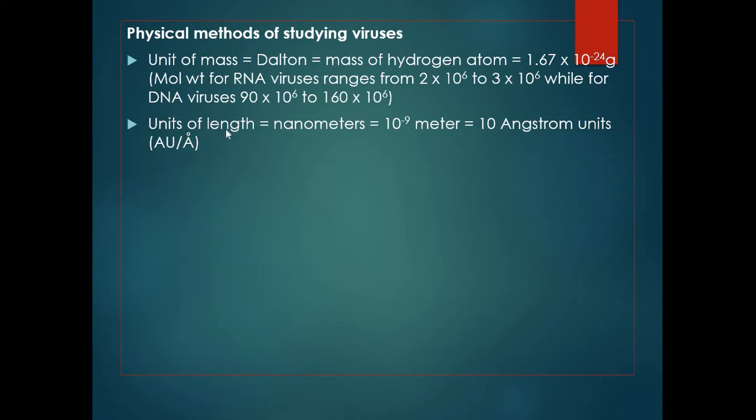The unit of length is the nanometer. When we talk about the unit of length of viruses, it is the nanometer, meaning a virus can be measured in nanometers, equal to 10^-9 meter, which is equal to 10 angstrom units. These units can be written like this. Here you can see in this slide.